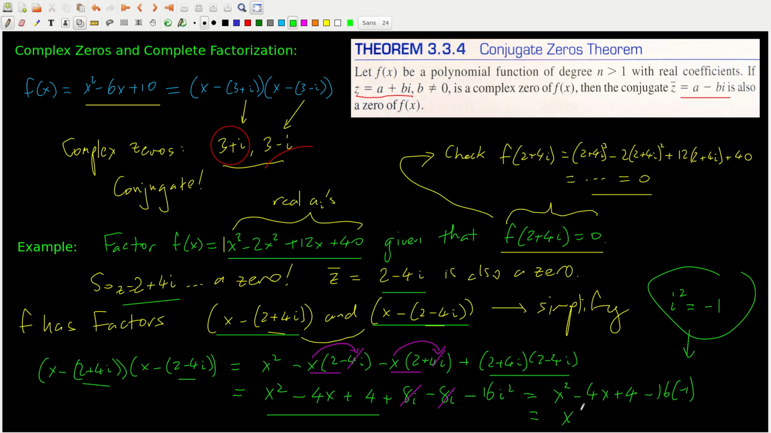And so multiplying all of this out gives us x squared minus 4x. Well, we've got 4 and we're adding 16, so this is plus 20. And this thing is also a factor of f.